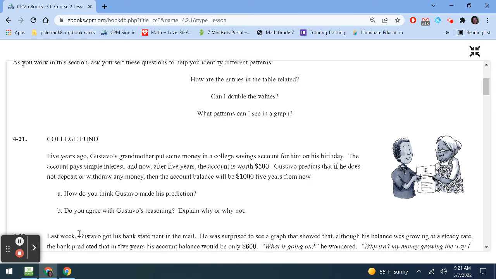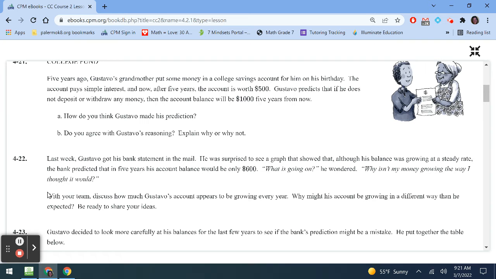So we're starting not with 4-21, although this does set us up for what we're going to do in 4-23. So it says college fund. 5 years ago, Gustavo's grandmother put some money into a college savings account for him on his birthday. The account pays simple interest, and now after 5 years, the account is worth $500. Gustavo predicts if he does not deposit or withdraw any money, then the account balance will be $1,000 5 years from now.